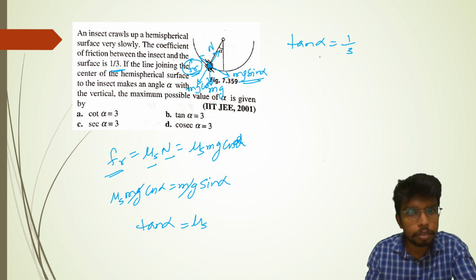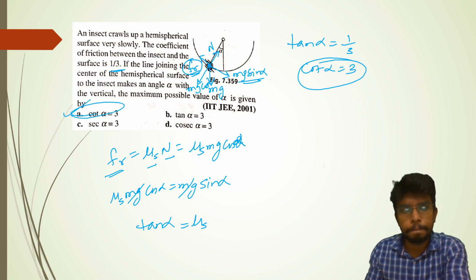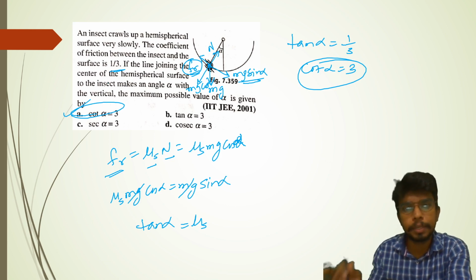Now tan alpha equals 1/3, so I can say cot alpha equals 3. This should be the relation. Option A. Yeah, it cannot go any further in angle than this particular value of alpha.